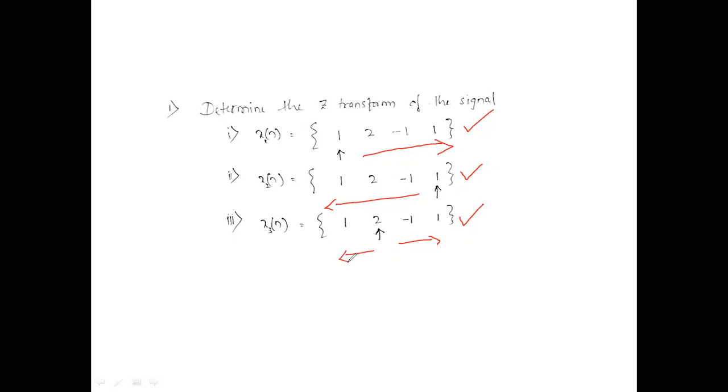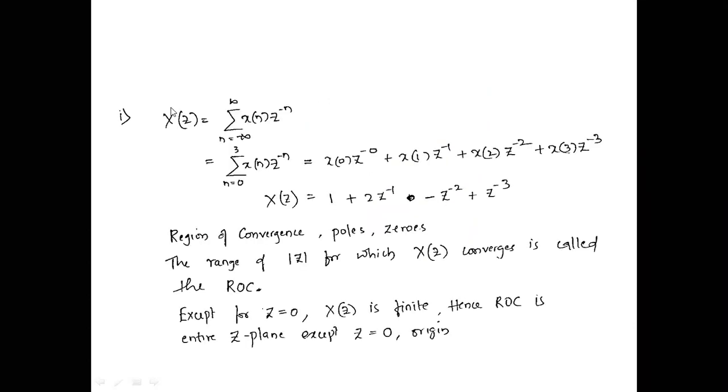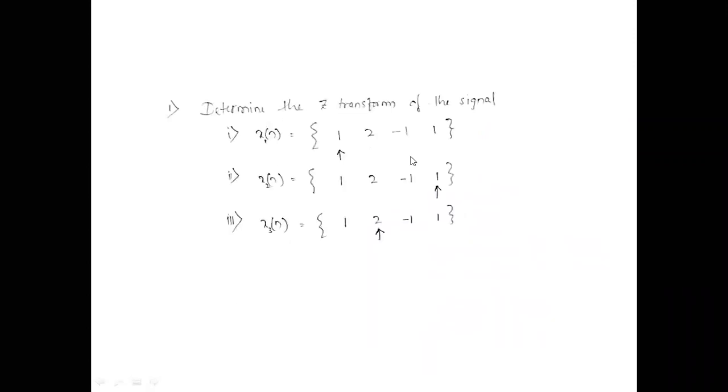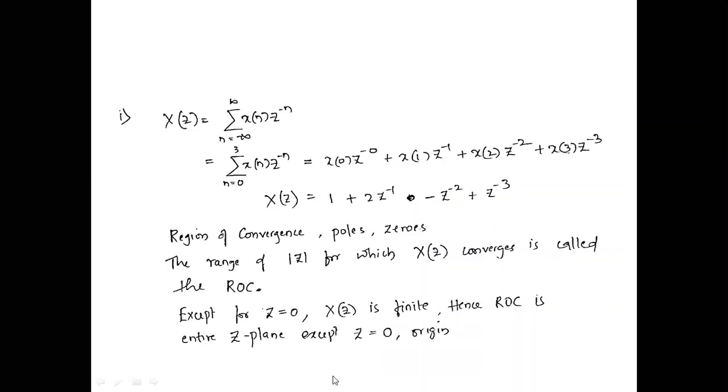Now let us start. The first question: find the Z transform of the first signal. What was the signal, by the way? The signal is 1, 2, minus 1, 1. Should I write it once again here? 1, 2, minus 1 and 1, and the arrow is here at the first position.